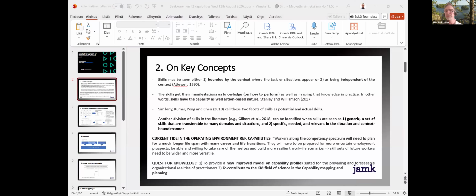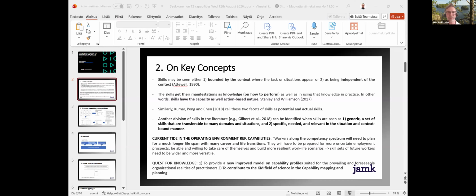So what is happening at the moment across the spectrum of competencies for the workers of tomorrow is that they will need to plan for a much longer lifespan with many career and life transitions. So the skill sets of the future workers will be richer, more versatile, and more changing than they have been so far, when we look at the workplace realities and how they manifest to the people who are entering the workforce and who are educating for their future careers.